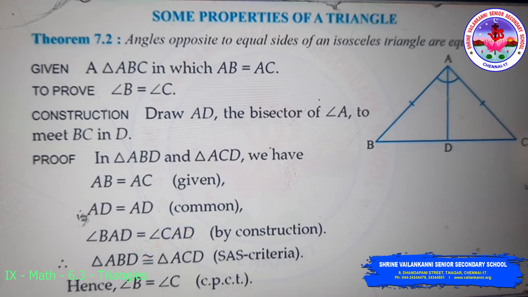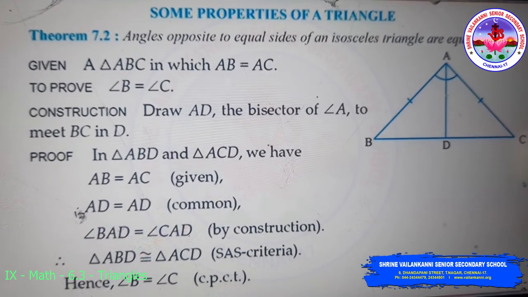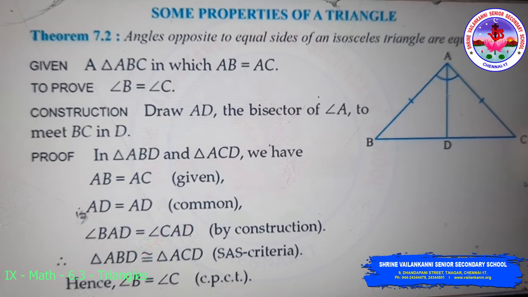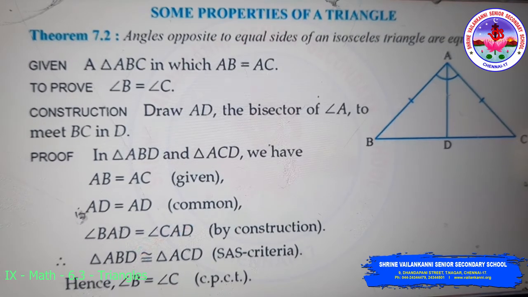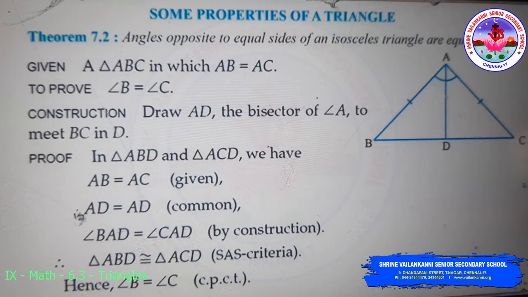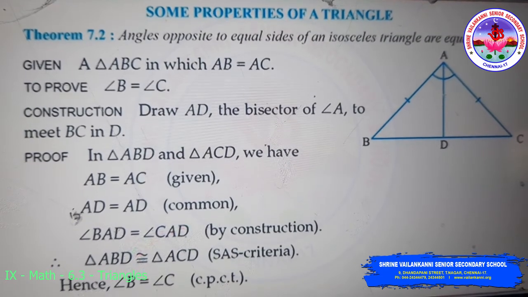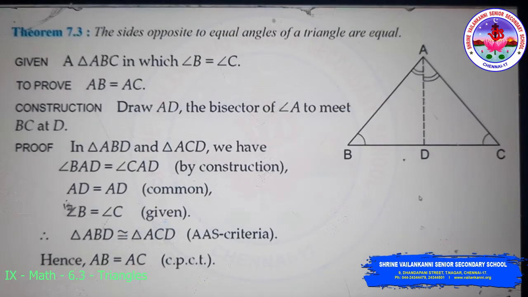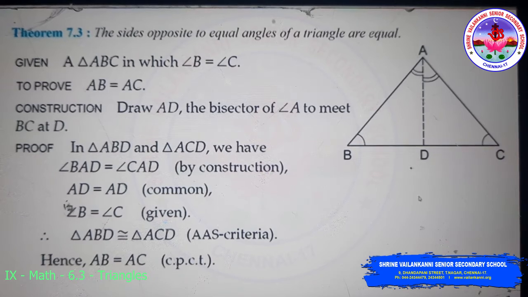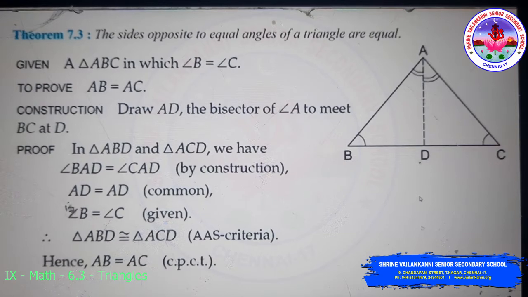So I got two sides and the included angle equal in both the triangles. By SAS criteria, triangle ABD is congruent to triangle ACD. From this, by CPCT, angle B is equal to angle C, that is, corresponding parts of congruent triangles.